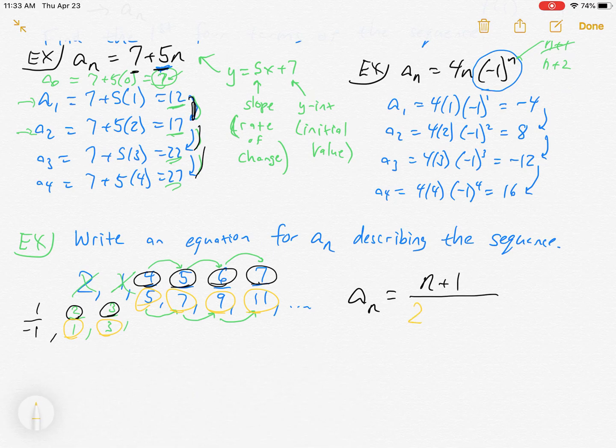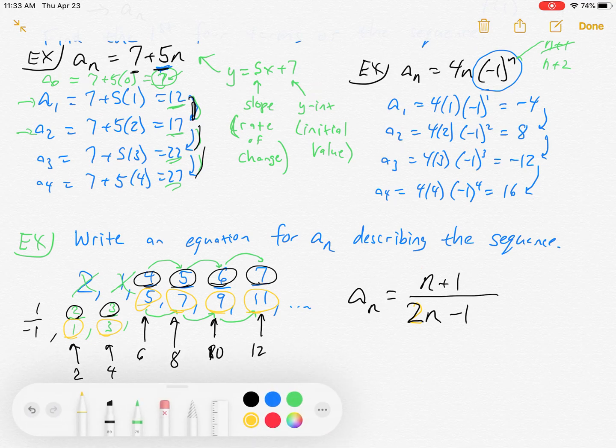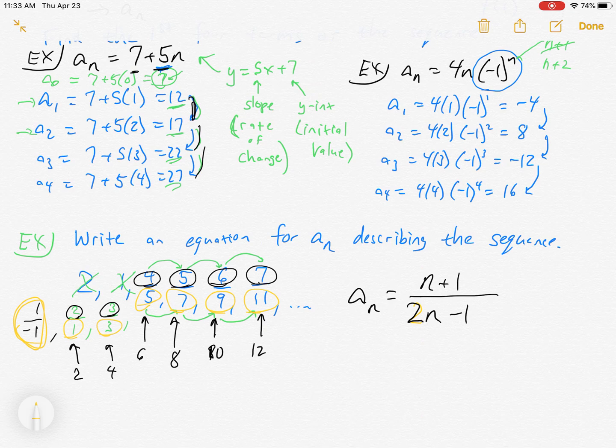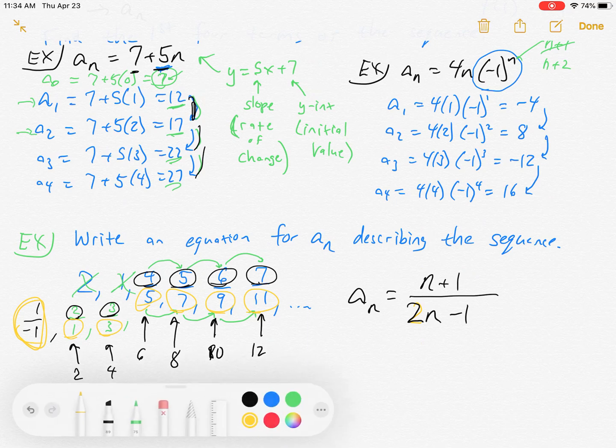In the denominator, let's do a different color, we go 1, 3, 5, 7, 9, 11. What is it increasing by? It's increasing by 2, so it must be 2n. But you want to start at 1. I mean, if n were 1, you'd be at 2, right? So if n was 0, you'd go 2, 4, 6, 8. So it's just 1 too big always. So what do I do? I just do minus 1. And that way it accounts for it.